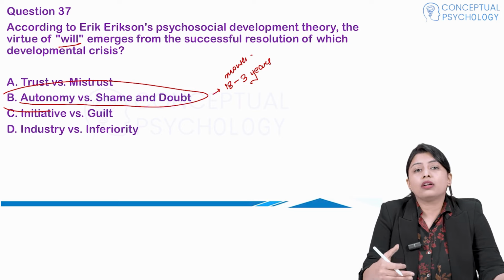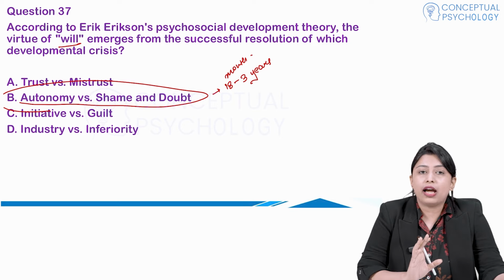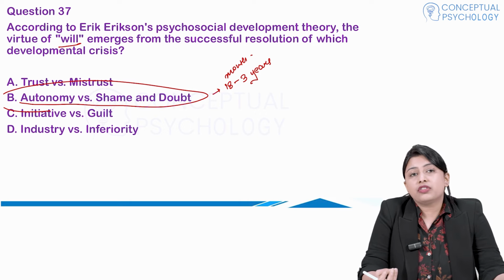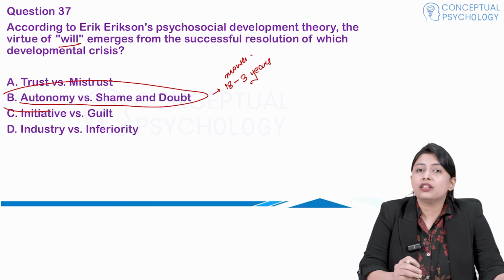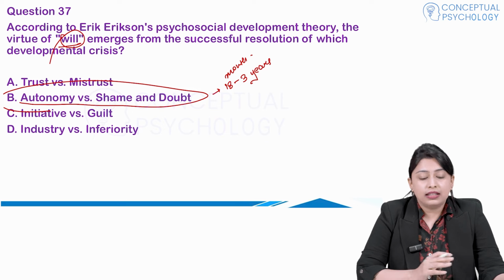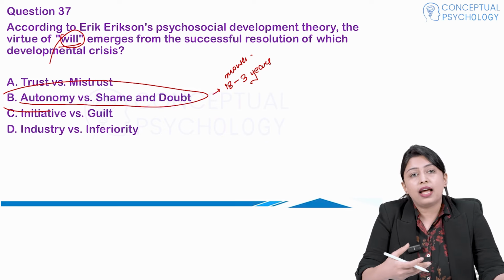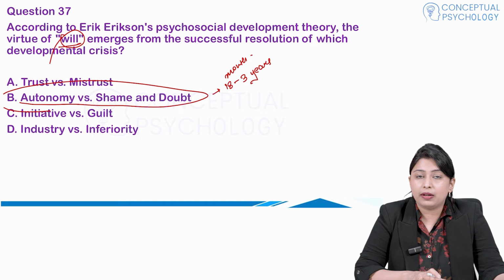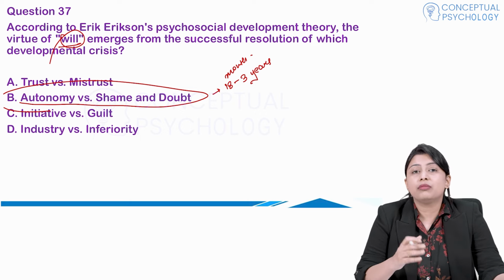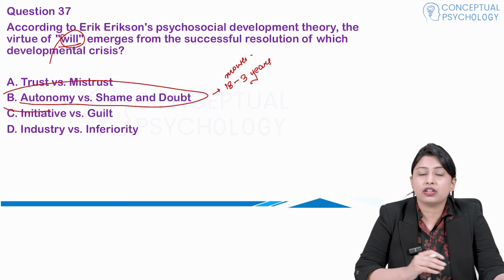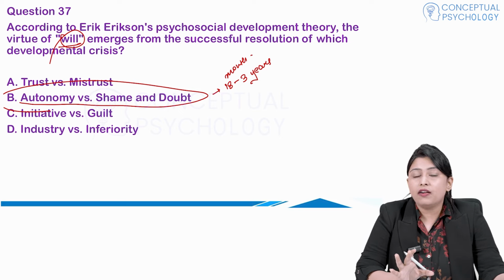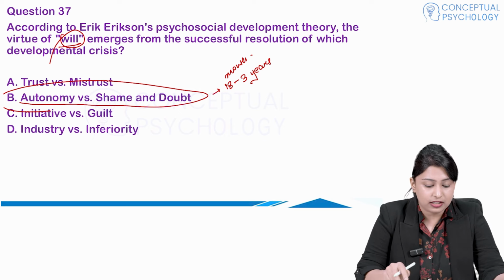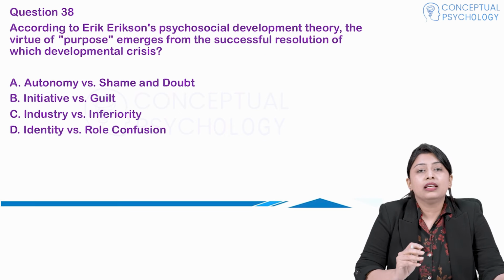So during this stage, the toddlers begin to assert their independence by exploring their environment. They make choices and they develop self-control. So when caregivers encourage self-sufficient behavior while setting appropriate limits, the children develop the virtue of will. It represents determination, self-control, and also the ability to exercise choice and restraint. We've already covered this in previous questions as well. So this virtue reflects the child's emerging sense of personal agency and autonomous functioning. If the crisis is not successfully resolved, the child may develop feelings of shame about their capabilities and doubt about their ability to make independent decisions. Hope this is clear. The next question.